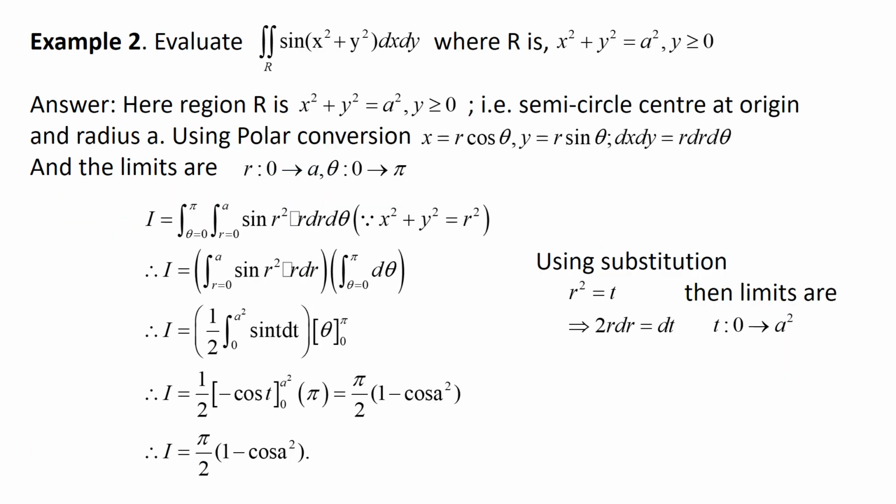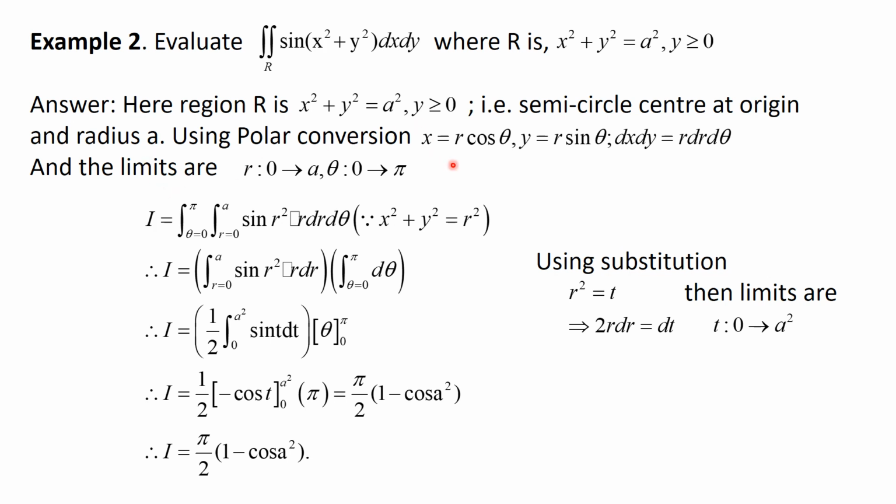See the second example, in which we want to evaluate the integral of sin of x square plus y square dx dy, where R is the region x square plus y square equal to a square and y greater than or equal to 0. X square plus y square equal to a square is a circle with center at origin and radius a, and y greater than or equal to 0 means only the upper half region of the circle, that is the upper part of the semicircle. So here the region is a semicircle, center at origin, radius a.